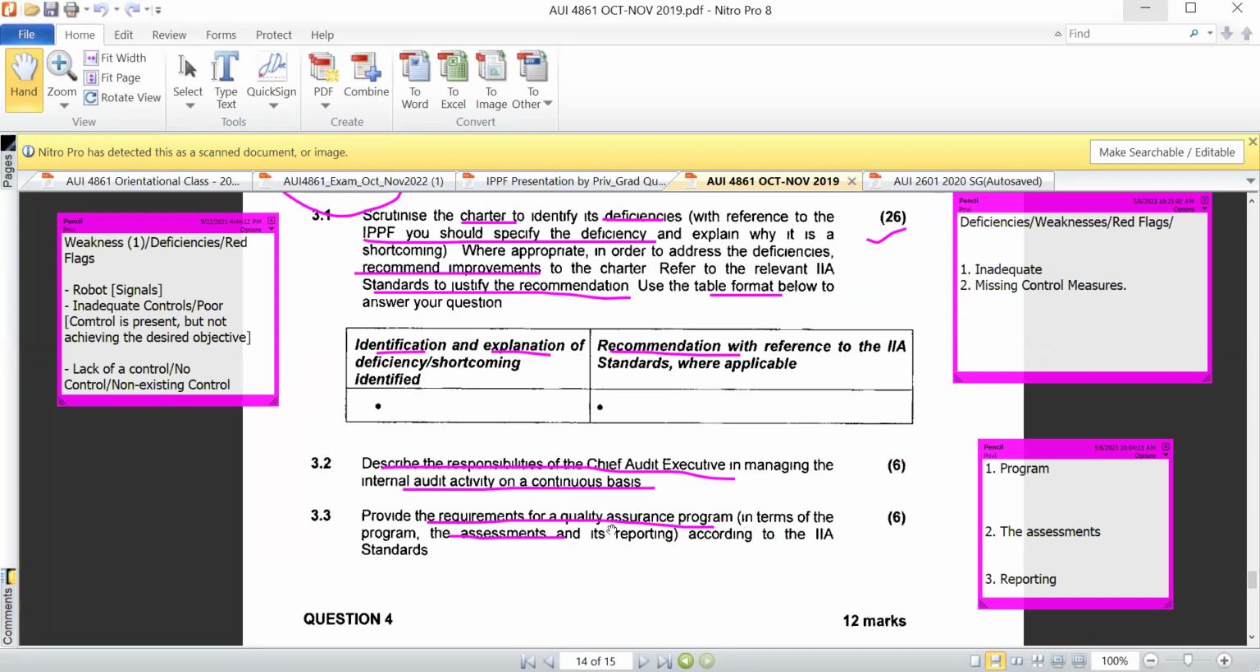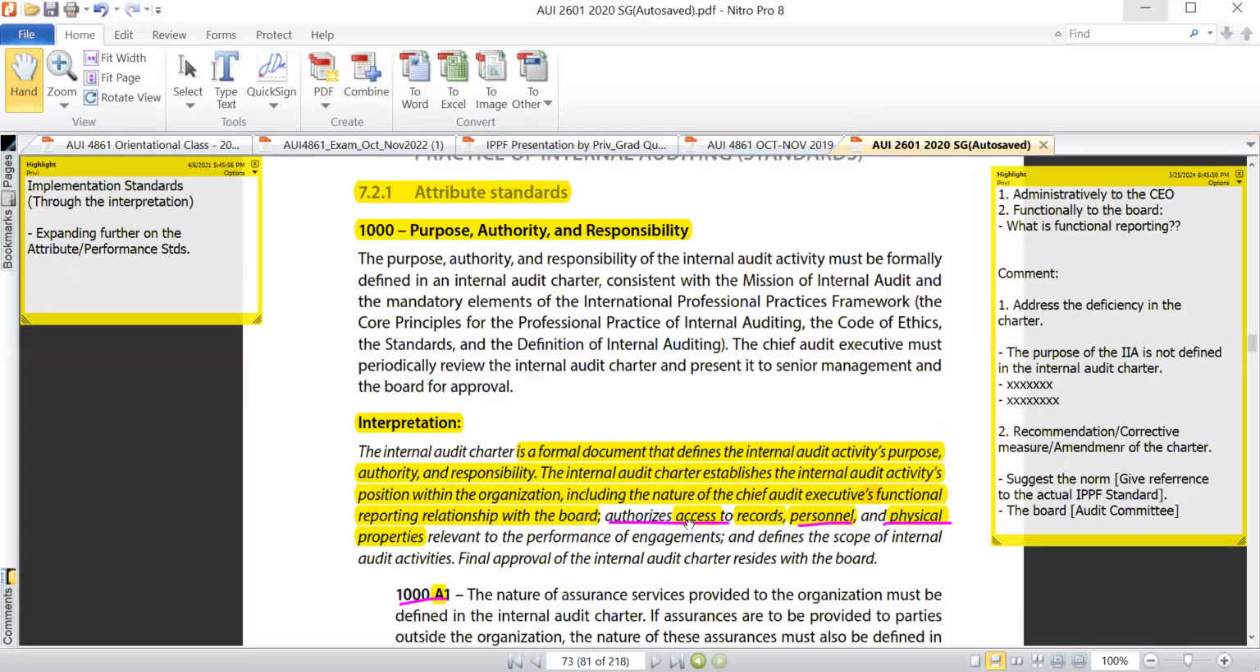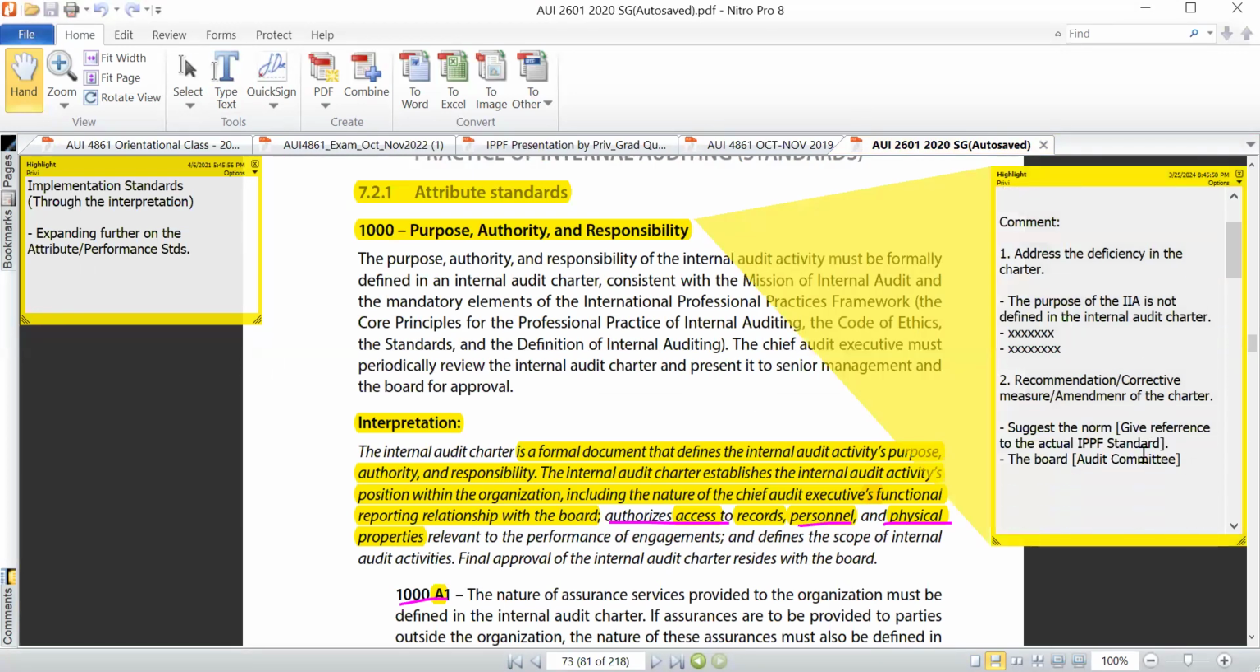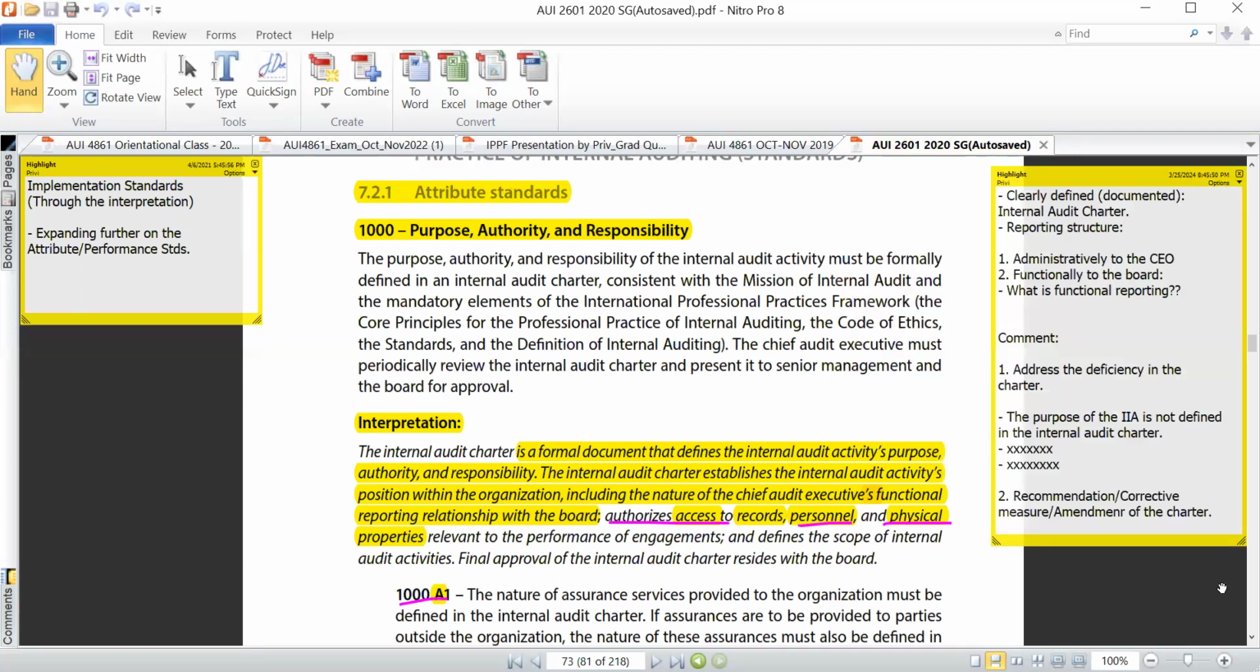3.3, they ask you to provide the requirements for a quality assurance program in terms of the program, the assessments, and its reporting according to the IIA standards. All of this has to do with IPPF standards, right? So all of this I'm going to be showing you now as we go through the IPPF standards. So that's why I'm taking time to explain and unpack the standards, because I know it's not only limited to them asking you questions on identifying what has been violated about the IPPF, and then describing it, and then giving a recommendation. It's not only limited to that. They can ask something about the charter. So you need to be fully equipped. Right. So that was just a way of showing you how this can be examined, right?